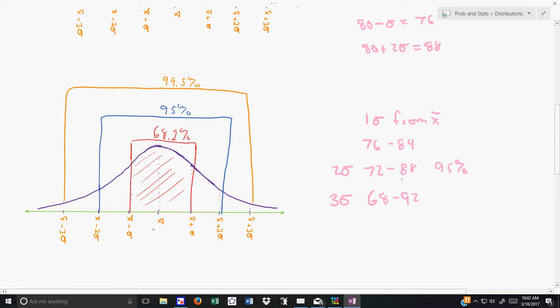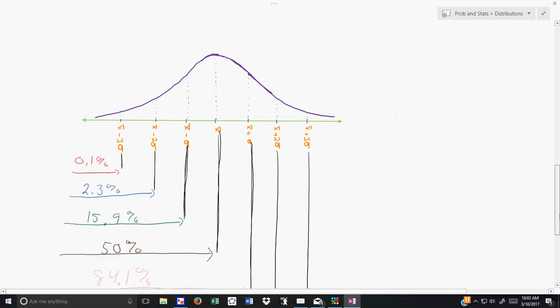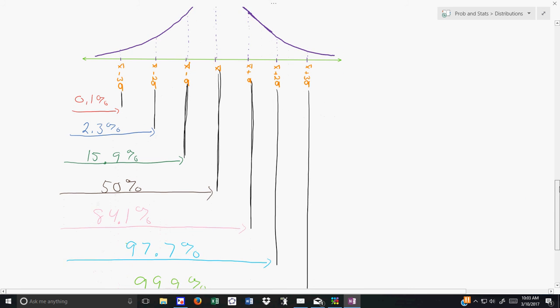And the reason why is because each standard deviation for this example is 4 points. So here's my 80, 84, 88, 92, 80, 76, 72, 68, and 99.7%. All of my students, in theory, should be between a 68 and a 92. Maybe there's one that's below a 68. Hopefully not. Maybe there's one above a 92. Wouldn't that be wonderful?